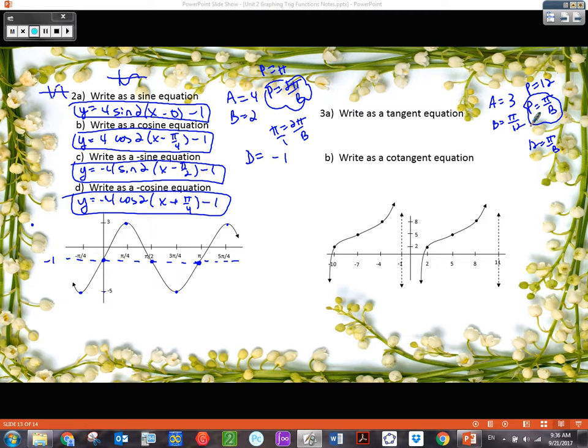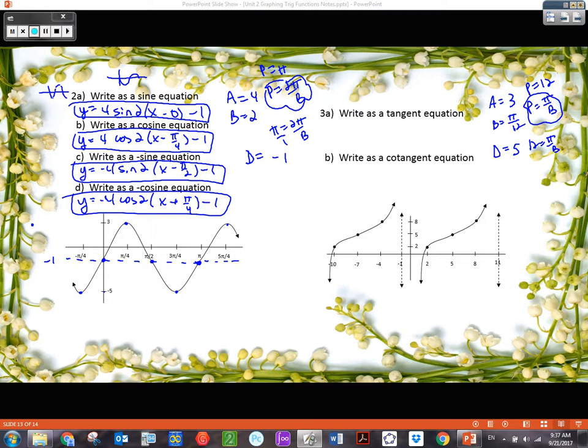Okay, are we okay? The C value we're not going to mess with yet, because it's going to change depending on what we're doing. Let's work on the D value. The D value is the vertical shift, up or down. We know this middle part is supposed to be at the origin, so it's been shifted up 5. So our D is 5. Is everybody okay so far?